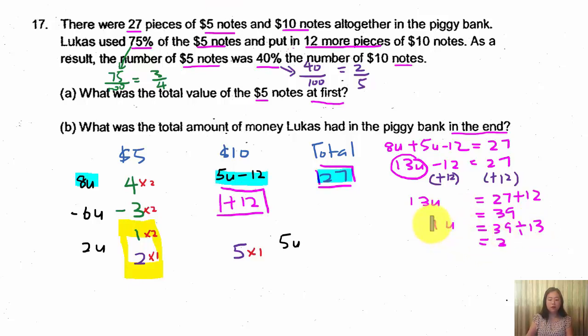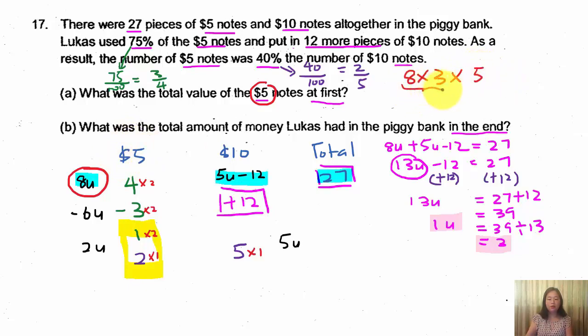This is very important because it will help you to solve many questions. So the first question is, what is the total value of the $5 note at first? And we know that it's 8 units of notes. So the value of the $5 notes is actually equal to 8 multiplied by 1 unit, which is 3, multiplied by the $5, which is the value.